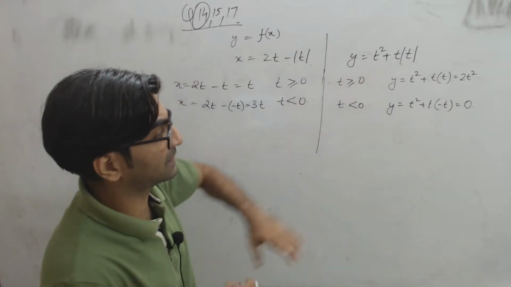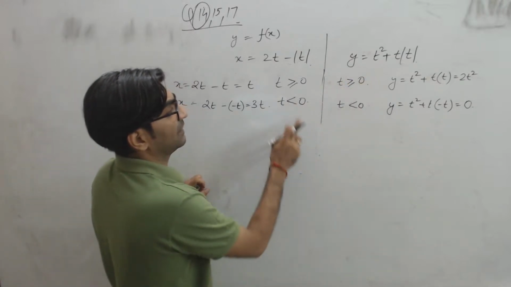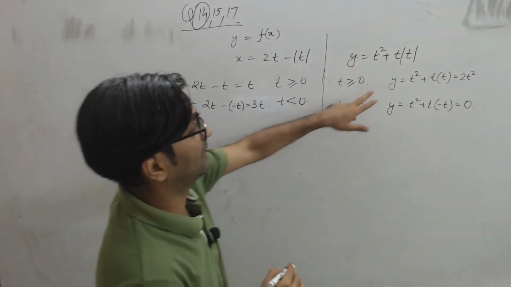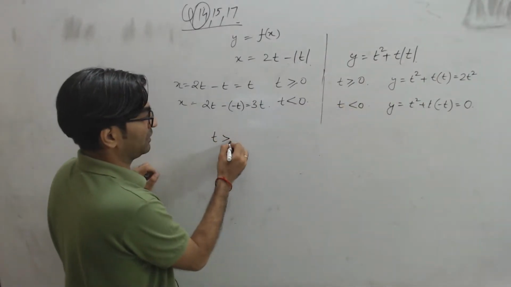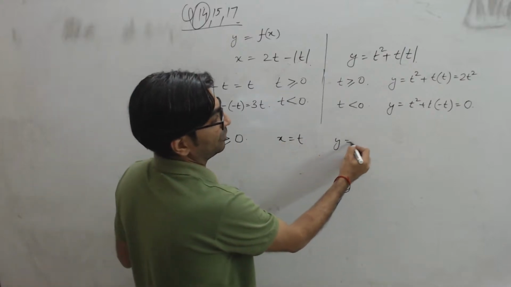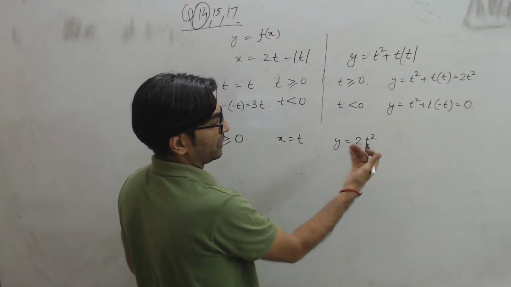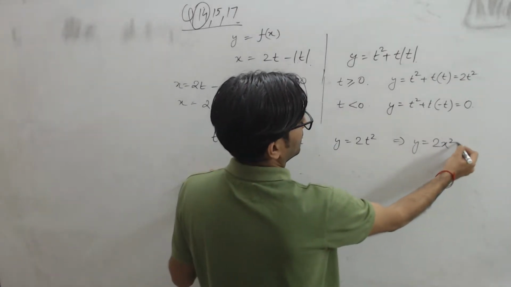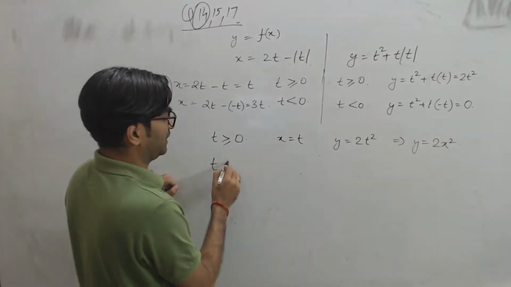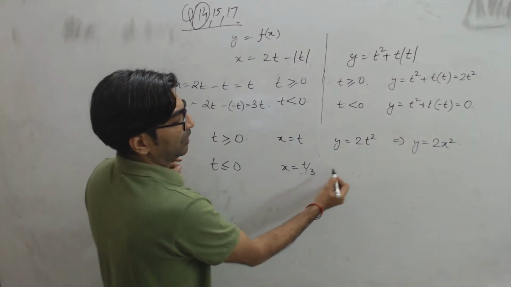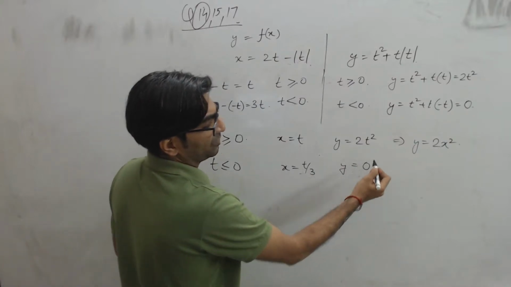So if you look at this, when t is positive, x is equal to t. And so let's think about it this way. What happens when t is positive? X is equal to t and y is equal to 2t square. So I can combine these two and eliminate t, which means y becomes 2 into x square. What happens when t is negative? X would be equal to t by 3, but then it doesn't matter because y then is equal to 0.